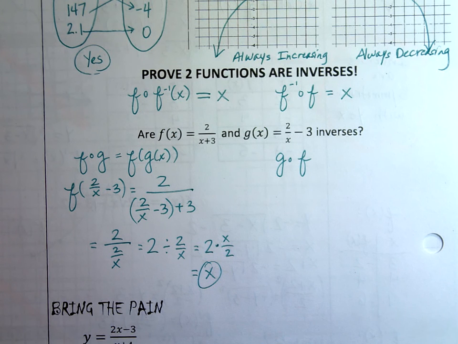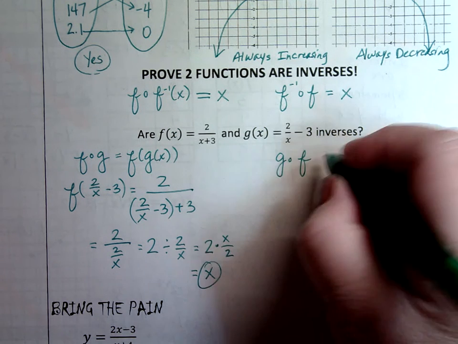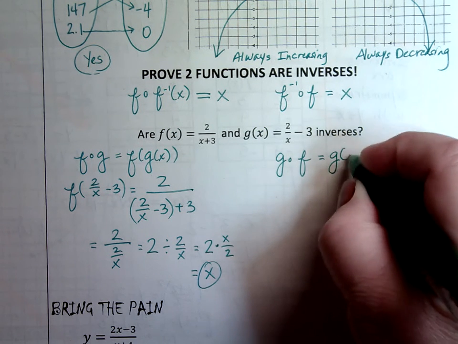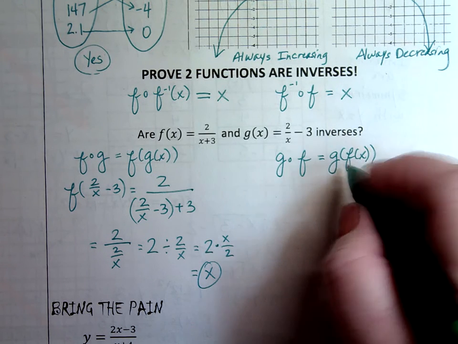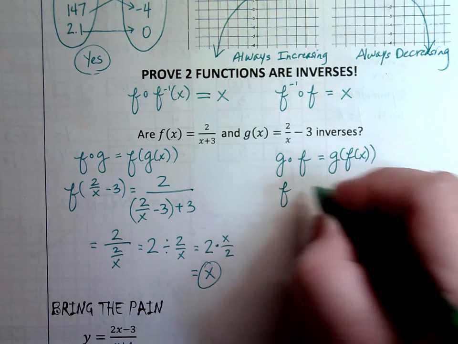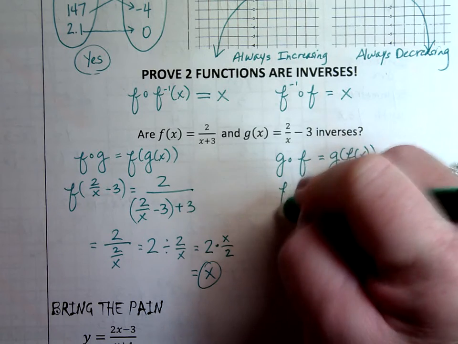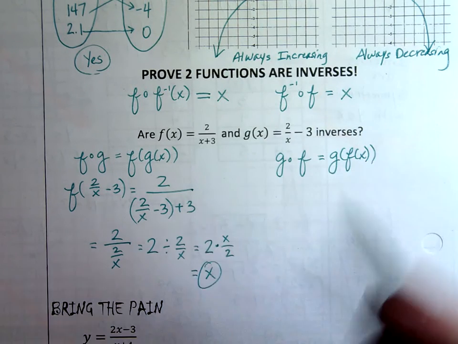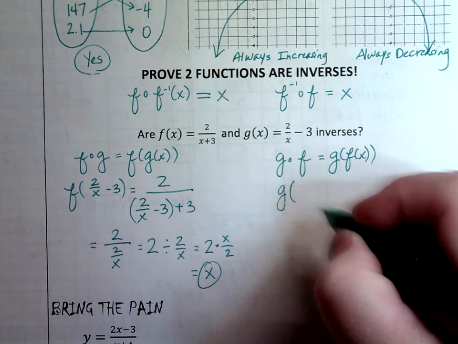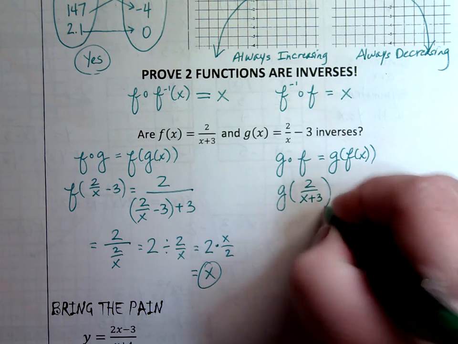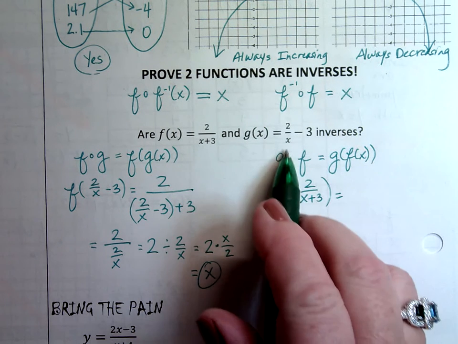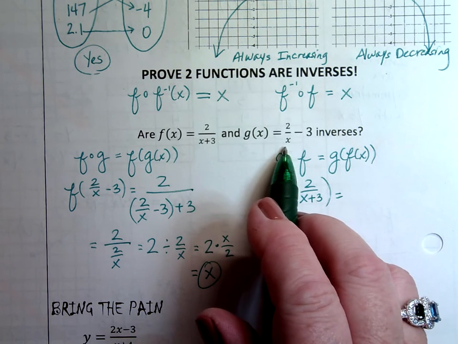Now, if I goff it, that means I'm taking g of f of x. I'm taking my f of x, we know f of x, putting it into the g function. So if I do it the same way I did the last one, what I want to know is what's g of my f of x function, 2 over x plus 3. I'm taking 2 over x plus 3 and putting it in here. Oh my goodness, now I'm really going to be crazy.